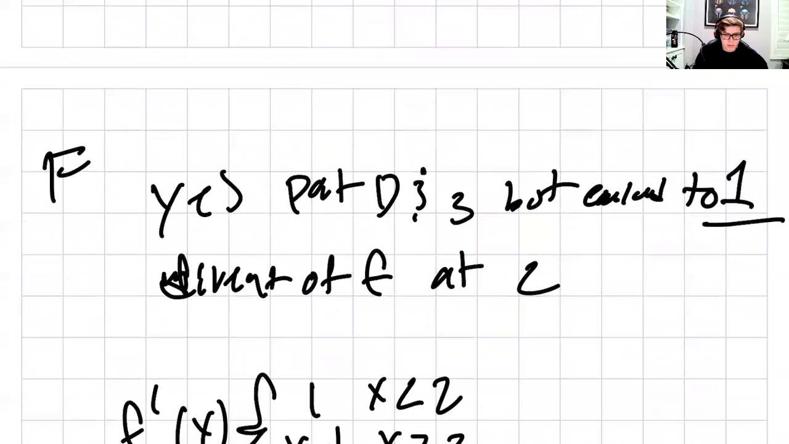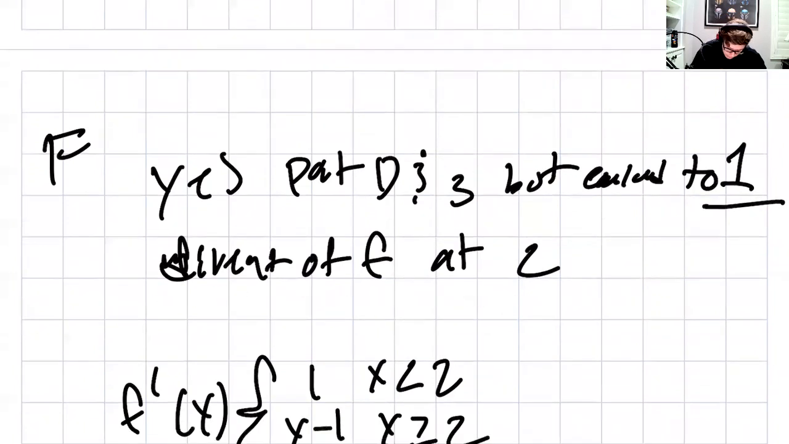And then part F, as we move down, is: did they equal the same number? Yes, they both were equal to 1. And what does that mean? That means that f is differentiable at 2.